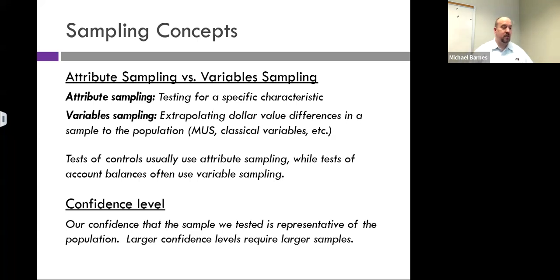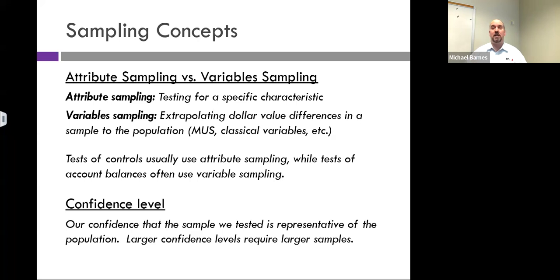As far as some concepts that we need to be aware of with respect to this detail, we need to talk a little bit about confidence level. Confidence level is our confidence that the sample is representative of the population. If we have larger confidence levels, those require larger samples, right? Now, remember I talked a little bit about sampling risk earlier, okay? I said sampling risk is the risk that the sample is not representative of the population. These two have an inverse relationship to one another.